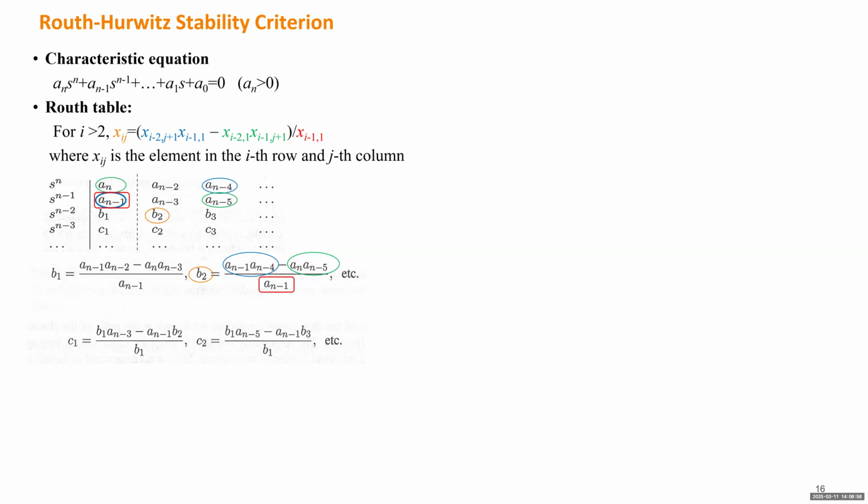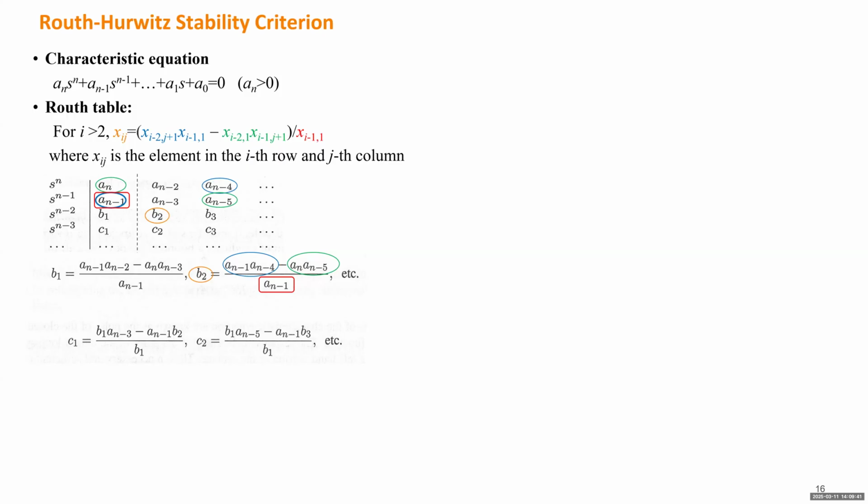The first two rows are very simple. You start from a_n, the first coefficient, and put it in the top left corner as the first number. Then the next one will be the third one, starting from the highest order. So this is a_n, then a_(n-2) and a_(n-4). The next ones go in the second row: a_(n-1), a_(n-3), a_(n-5). Depending on the order of the equation, you will have two rows already there, and then you need to come up with the third row.